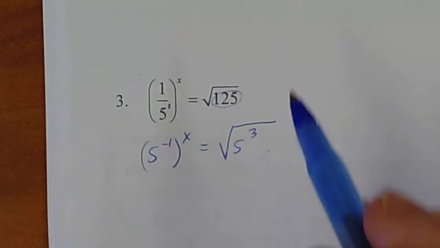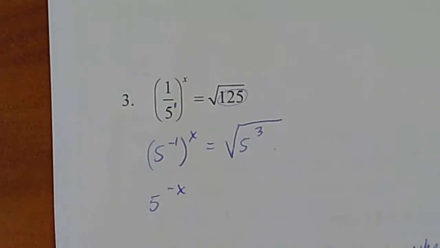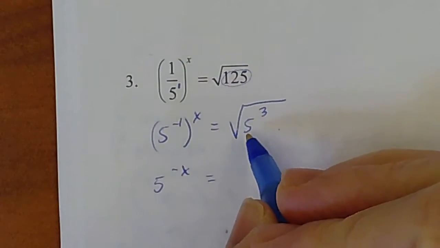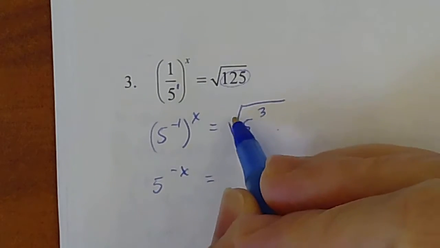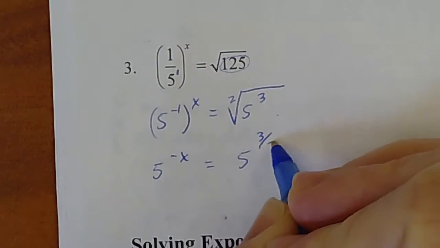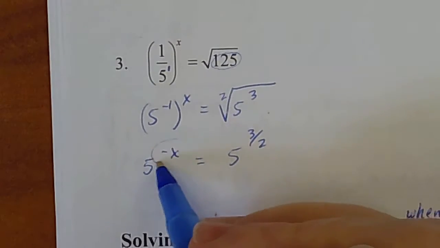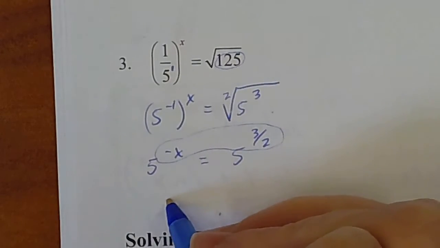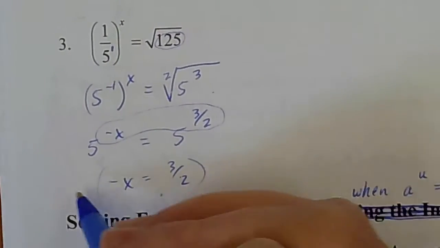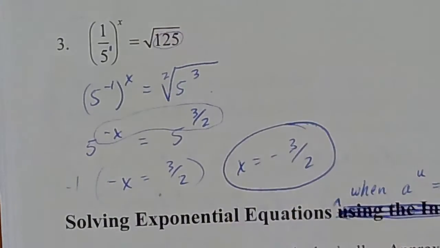All right, almost there. On the left, I have a power to a power, so I need to know to multiply that. So we get negative x. And on the right side, we need to go from radical form to exponential form. Remember, it's a visible index. It's a root 2, right? Square roots. So we should write that as 5 to the 3 over 2. Now we can set the exponents equal to each other and solve the results. So negative x equals 3 halves. So multiplying both sides by negative 1 will give me x equals negative 3 halves. Okay?